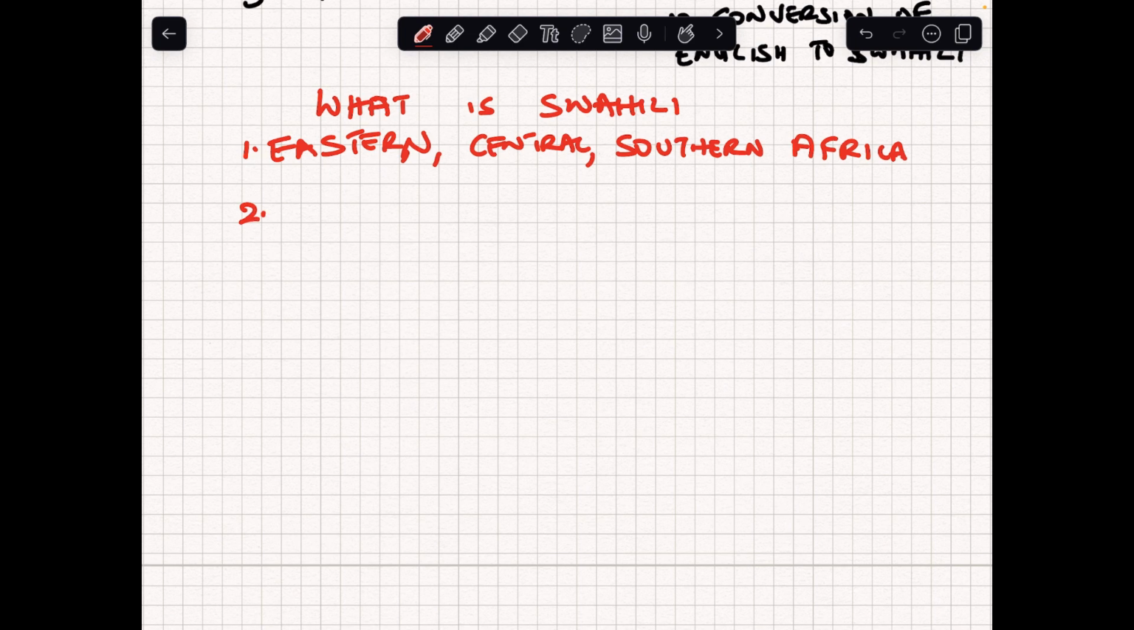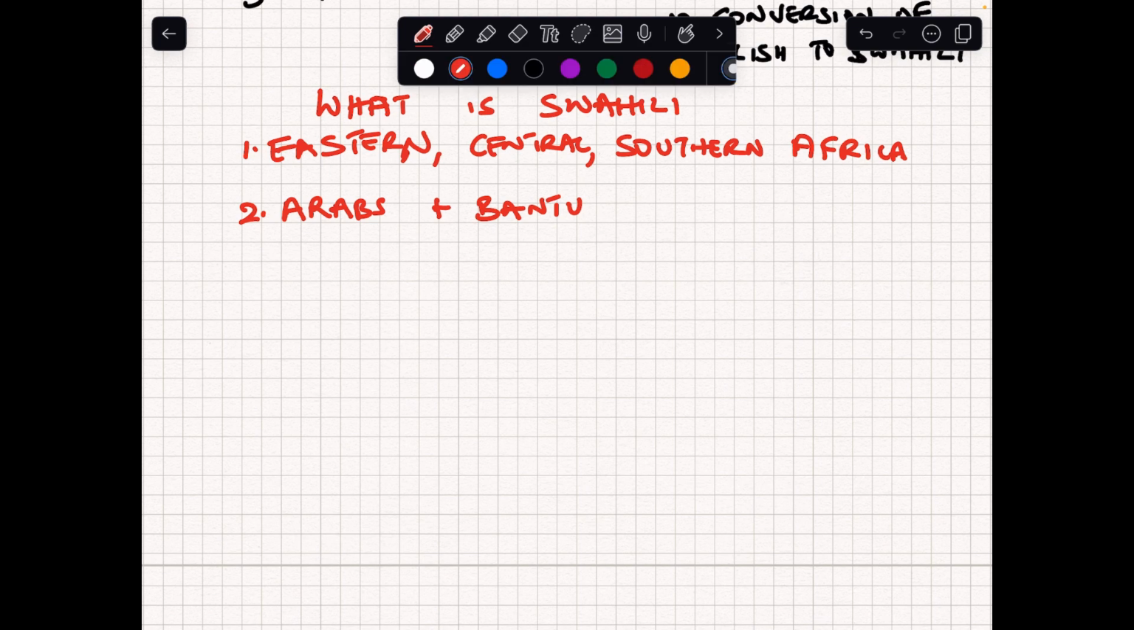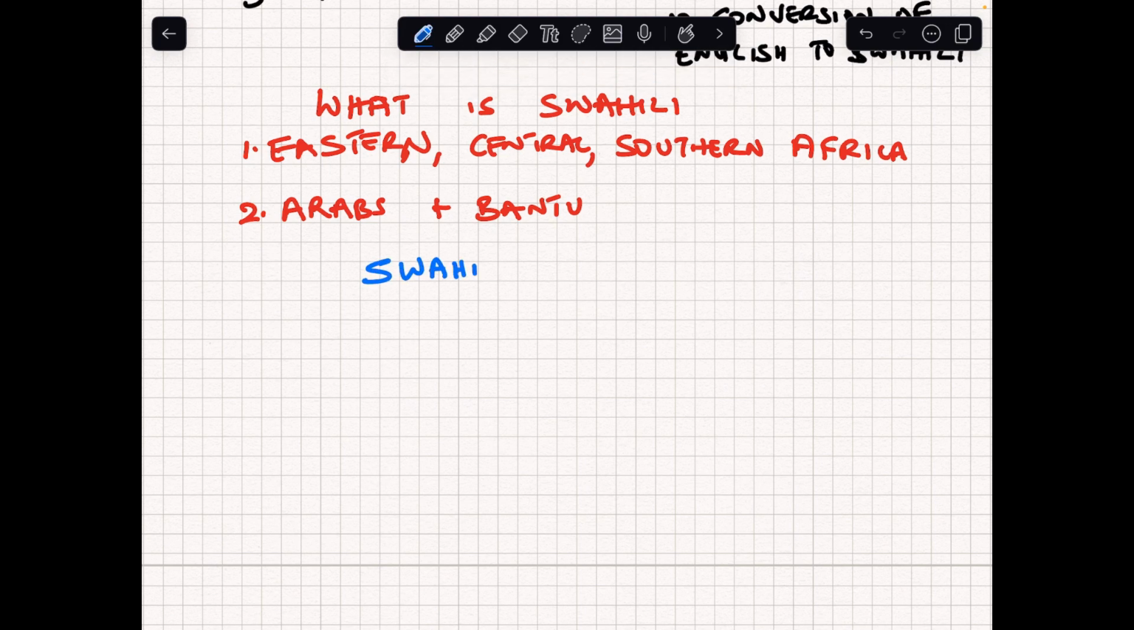Number two, Swahili arose due to intermarriages between Arabs and Bantu-speaking people along the East African coast. And therefore it has words that are borrowed from both Bantu and Arabs, or Arabic language. The next part, we're going to look at Swahili alphabet.